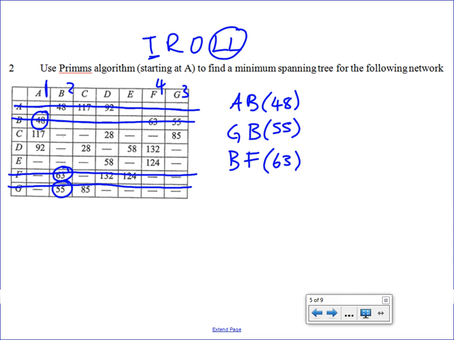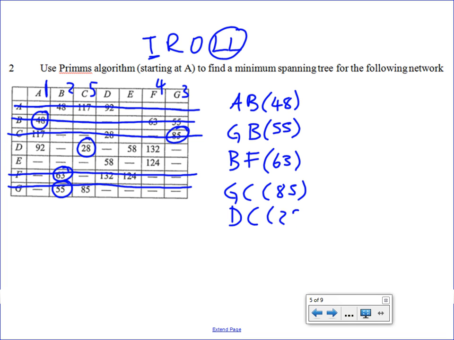And now the smallest one now is, under A I've got 117 and 92. Under B, I haven't got anything. I've got 132 and 124. Under G, I've got an 85, and that's the smallest. So that's GC, 85. So C is coming in fifth. Remove that row there. Okay, the next one that we've got is, next smallest is 28, which is DC, 28. So D has come in sixth.